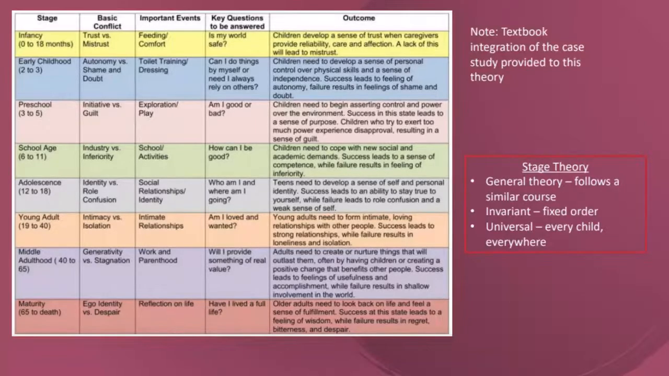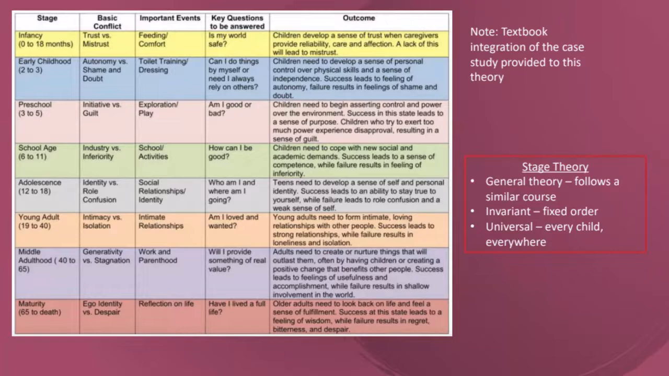In early childhood, from 2 to 3, the child struggles between autonomy, which is about doing things by themselves, and shame and doubt. The important event in that stage is toilet training. So can I do things by myself, or do I always need to rely on others? Can we develop a sense of autonomy, or are we led to experience shame and doubt in our own abilities? Children need to develop a sense of personal control over physical skills and a sense of independence. Success leads to a feeling of autonomy. Failure leads to feelings of shame and doubt.